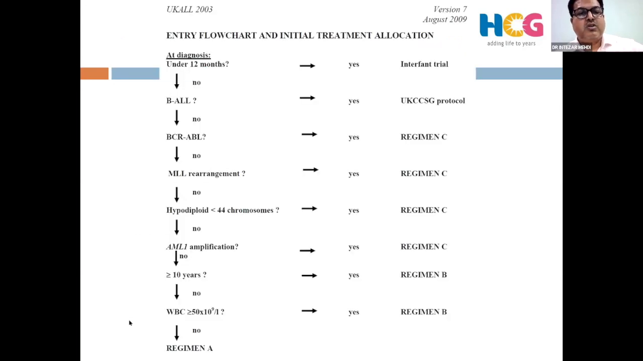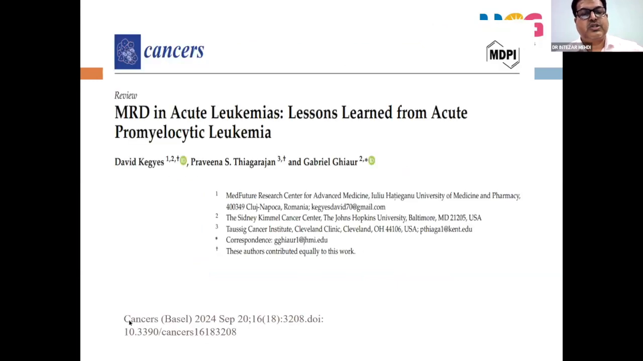And in the UKALL, we follow this roadmap, how to classify the patients into which group they are going to go. If the child is below 12 months, then they go into Interfant. Mature B-ALL goes out of the protocol. BCR-ABL patients or MLL-rearranged or hypodiploid or iAMP21, they go into regimen C, and those patients who are more than 10 years go to regimen B, and those patients who have a high WBC count also go to regimen B. If they are not, then they all go into the standard risk regimen A arm.